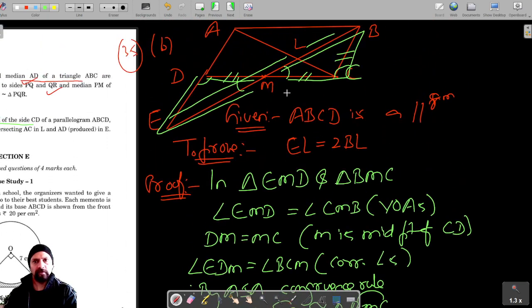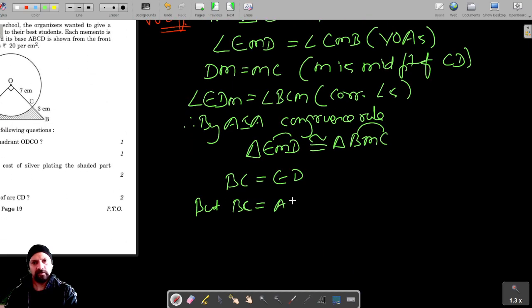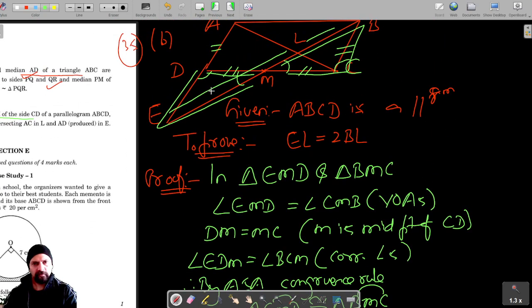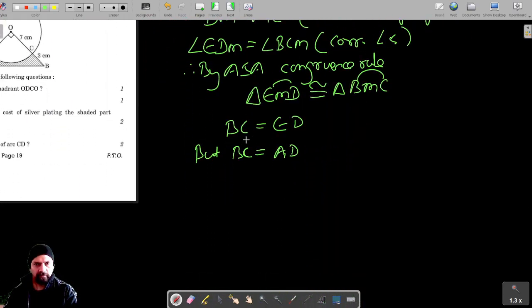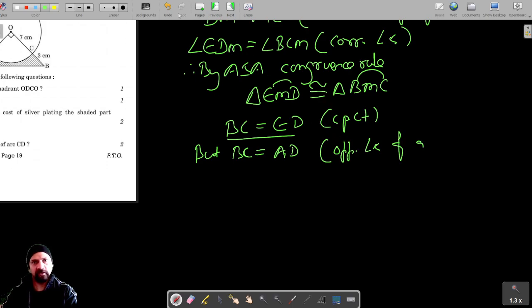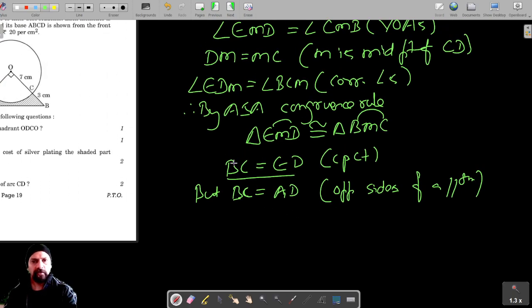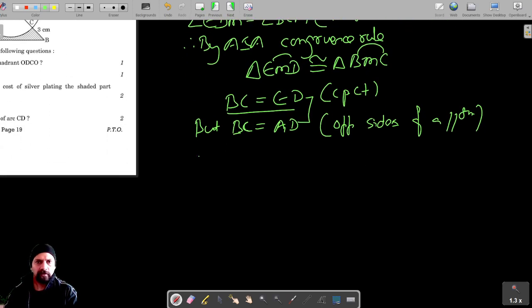So BC is equal to AD. This is because of the corresponding parts of congruent triangles, and BC is equal to AD because opposite sides of a parallelogram are equal. So these are the opposite sides of a parallelogram. So BC is equal to AD, and that implies that AD is equal to ED.